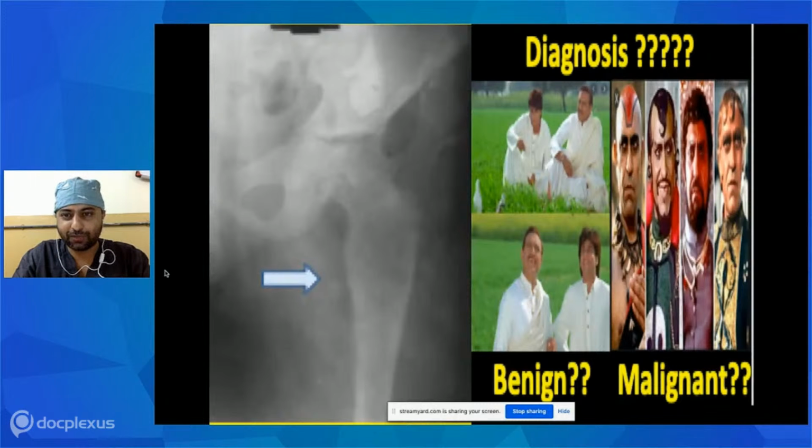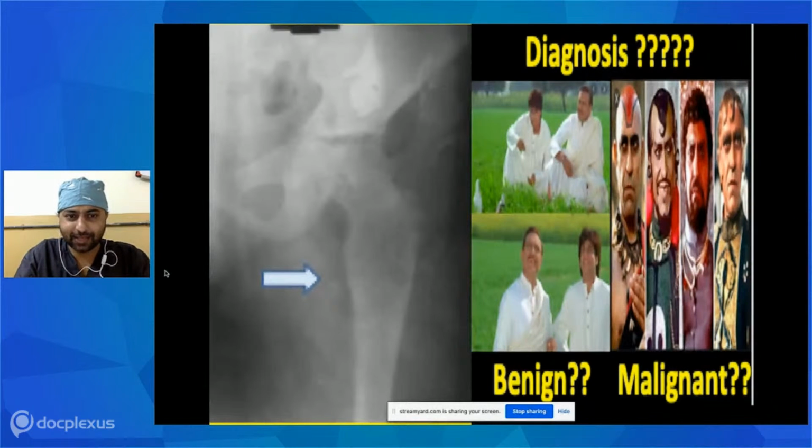So we want to differentiate whether it's a benign tumor or a malignant tumor, because the plan totally changes for both. If it's a benign tumor, benign Amrish Puri, he will be helpful to you. If it's malignant, a villainous Amrish Puri, then the plan is totally different. You have to fight against him, and the hero has to win the fight against this villain. So let's keep this X-ray in our mind.